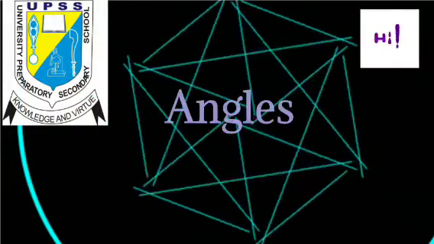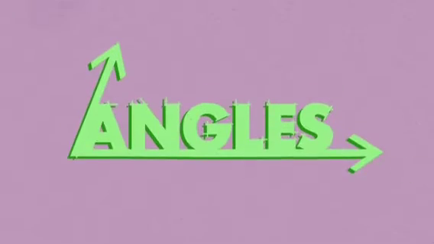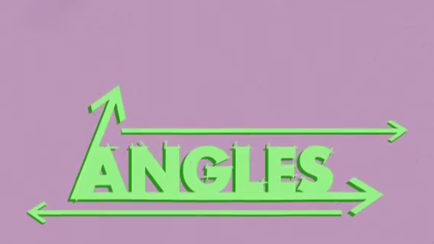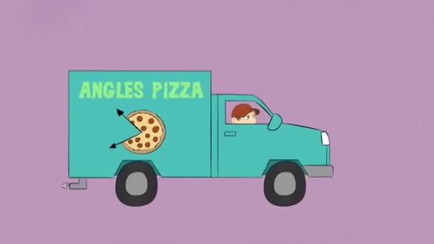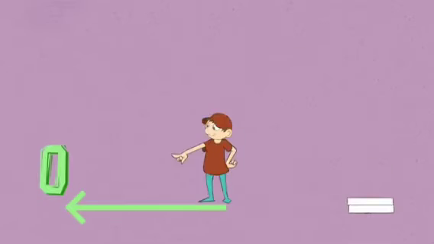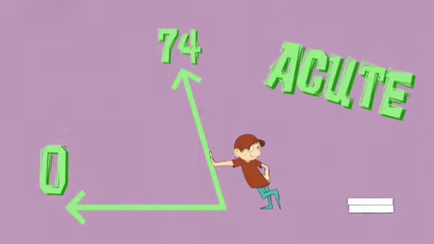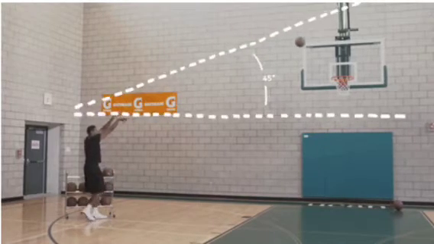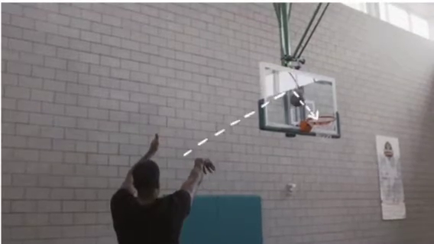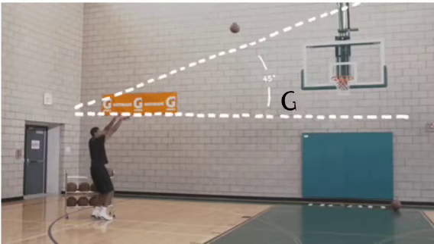Hi, in this video, you'll be learning about angles. Now, consider this basketball player. For him to make a good throw, he will need to make his throw at a good angle.